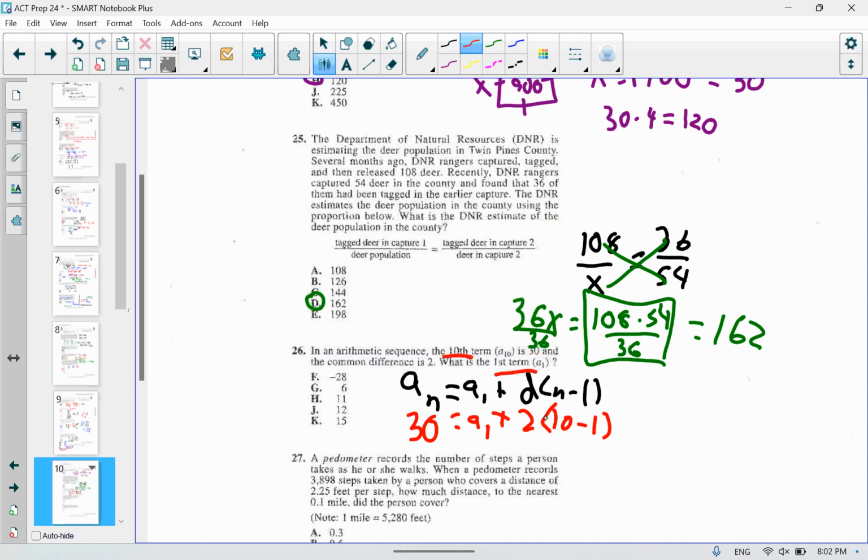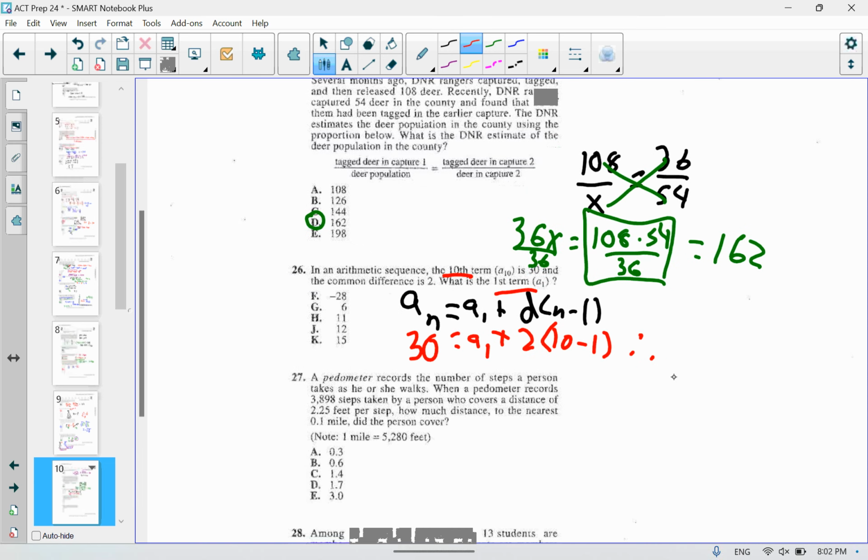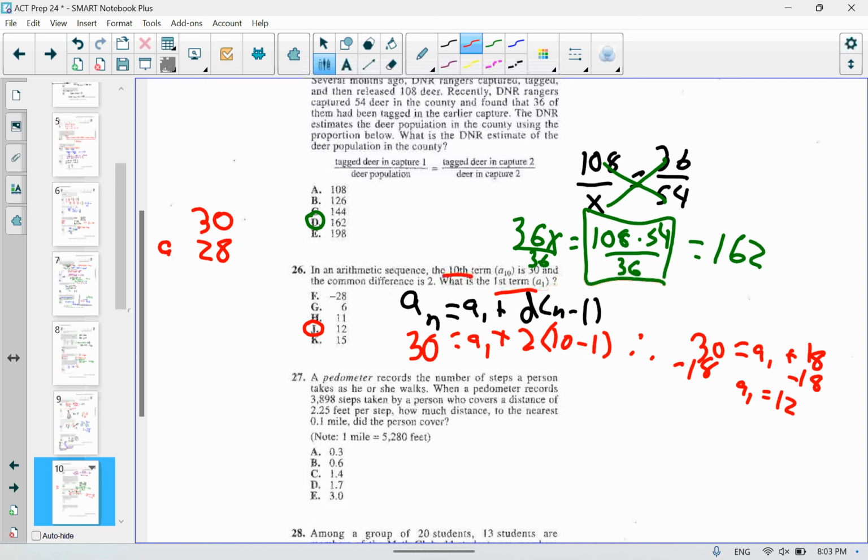So now it's just solving. 10 minus 1 is 9. 9 times 2 would give me 18. So this whole thing turns into 30 equals a sub 1 plus 18, minus 18 on both sides. A sub 1 equals 12. The only other way to do that would be to reverse engineer it. So I know that I have 30 minus 2, 28 is going to be my ninth term, et cetera, until I get to my first term being 12.